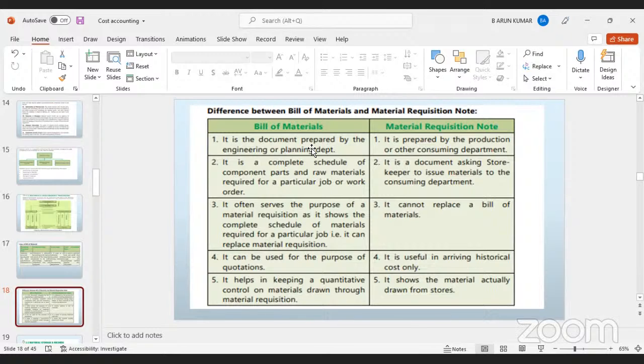Based on this bill of material, it helps in keeping quantitative control. It means how much material we are purchasing based on this bill of material. So the total is control. We have a soft copy there now. Based on the soft copy, we observe all the quotations and what we require. So we prepare this for the purpose of purchasing the materials.